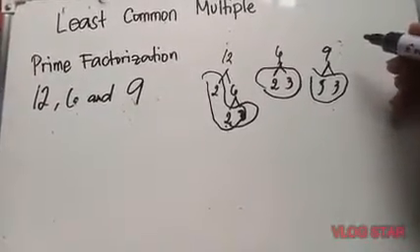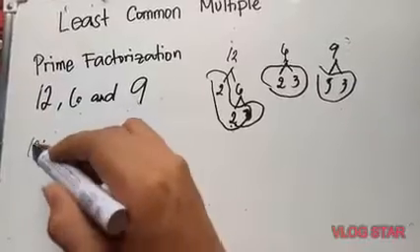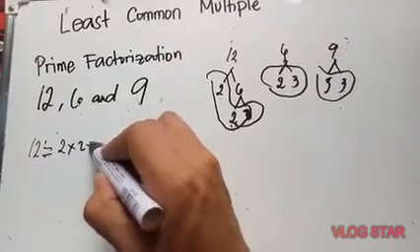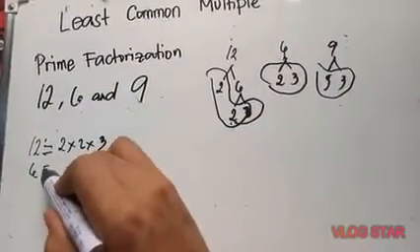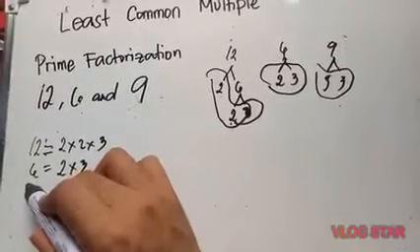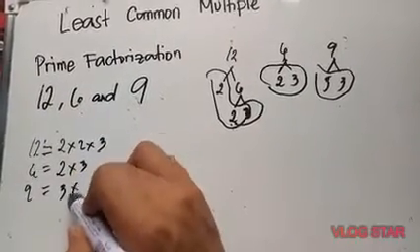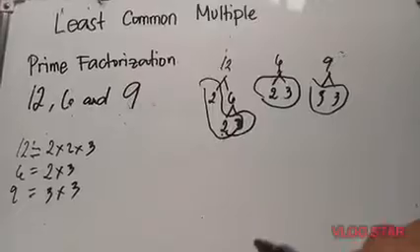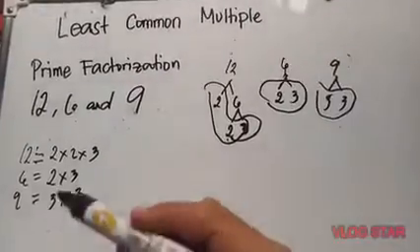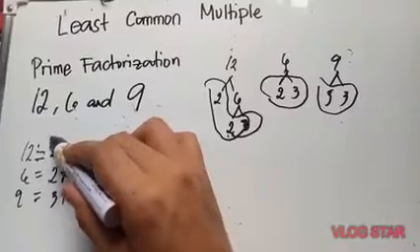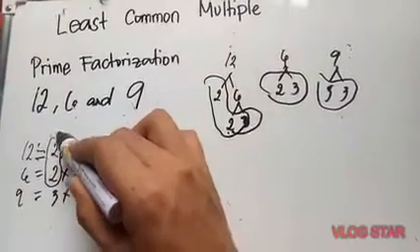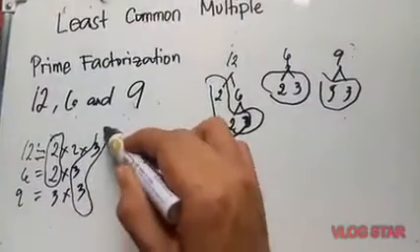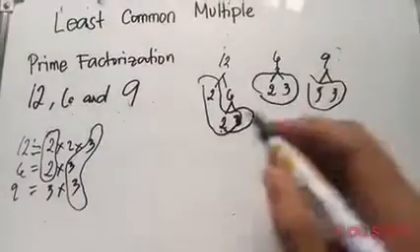Then the next thing is to rewrite them. For 12, it is equal to 2 times 2 times 3. For 6, it is just 2 times 3. And for 9, it is 3 times 3. Then identify the common factor of these three numbers. The common factor is 2, since both numbers have 2. Next is 3. So these are the common factors of 12, 6, and 9.